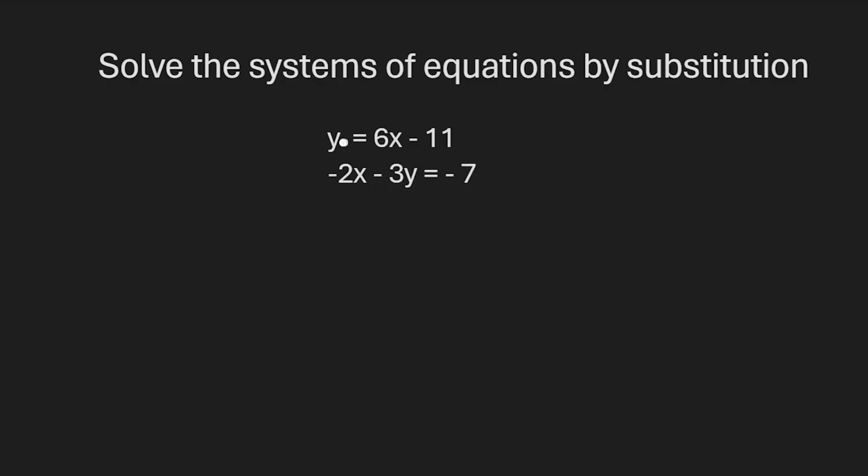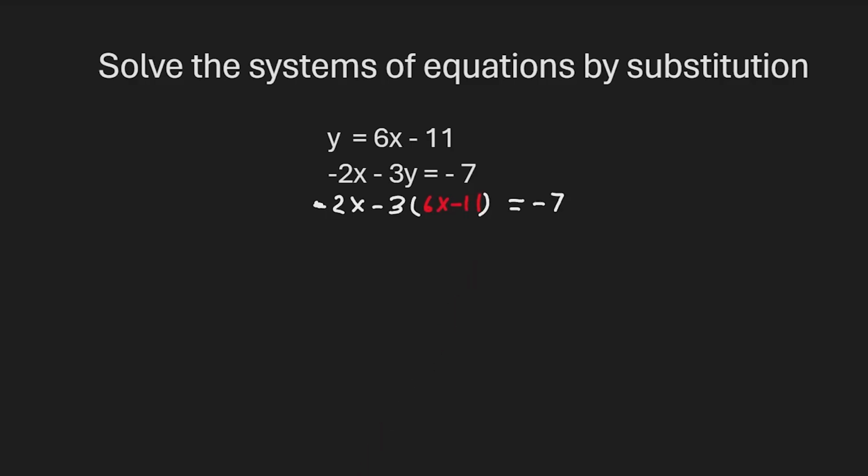And as you can see on this one, y equals 6x minus 11. And we're going to replace that into the second equation. So let me start by doing the substitution. Let me just bring down negative 2x, then negative 3 times y. I'm replacing the value for y, okay? But then let me keep rewriting all of that equals negative 7. What I'm going to do now is replace this value of y, which is going to be 6x minus 11.